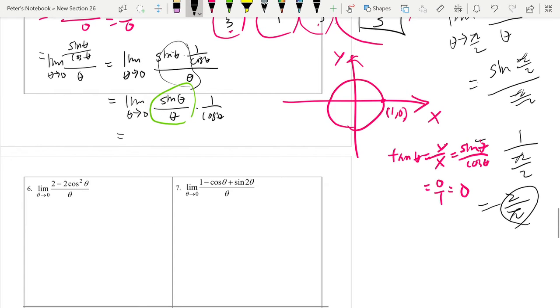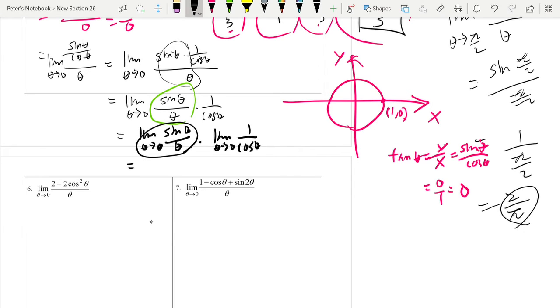So here, assuming that each of these limits exists, I can rewrite that as the product, times the limit of 1 over cosine of theta as theta approaches 0. And guess what? That whole first thing is equal to 1. And then do a direct substitution here with 1 over cosine of 0, and cosine of 0 is actually equal to 1. So you have 1 times 1 over 1, which is equal to 1.